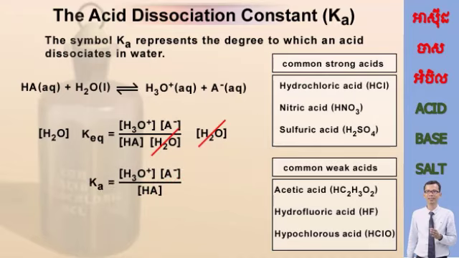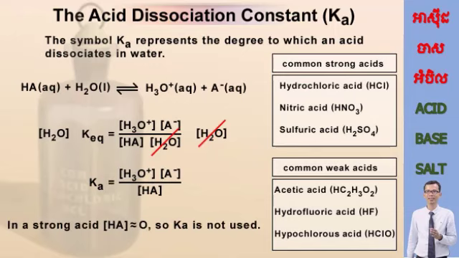Since a strong acid completely dissociates in water, the denominator of the acid dissociation constant expression would be 0, and the value of the expression would be undefined. This is why Ka is typically used only for weak acids. Like the ion product constant, the acid dissociation constant has no units.